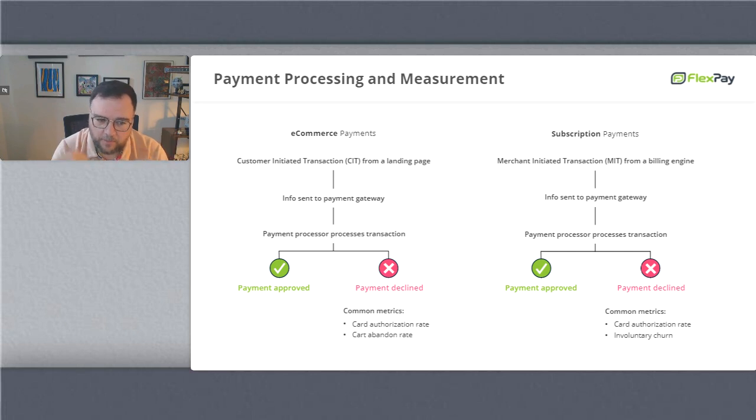From there, both payments are sent to a payment gateway. Both payment gateways will then send it to the underlying issuing bank to be approved. And then you will either get a result back of an approved payment or a declined payment. In a declined payment, you're usually going to be looking at your involuntary churn numbers. In your e-commerce space, it's going to be your cart abandon rate. And overall, you're going to be looking at your card authorization rate.